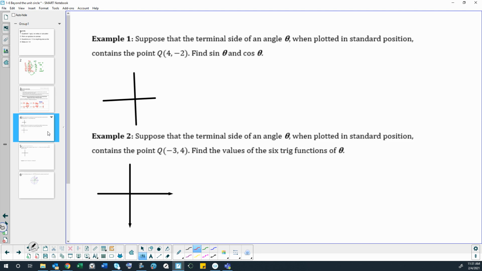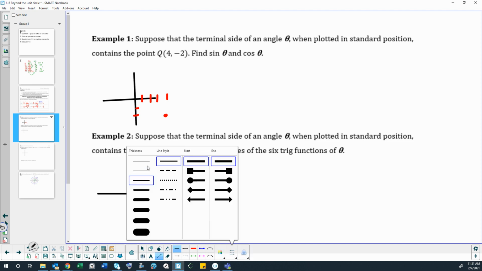Okay, suppose that the terminal side of angle theta, when plotted in standard position, contains the point Q 4, -2. So I'm going to plot that point, because I like having my visual reference. It's always nice to know what quadrant we're in and have a triangle to draw out, right?